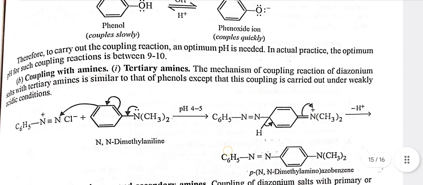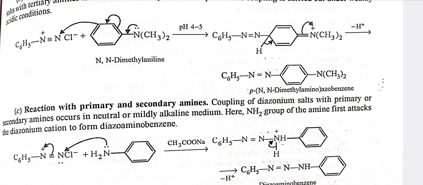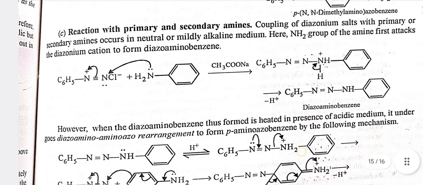Coupling with amines. Tertiary amines. The mechanism of coupling reaction of diazonium salt with tertiary amines is similar to that of phenols, except that this coupling is carried out under weakly acidic conditions. Reaction with primary and secondary amines. Coupling of diazonium salts with primary or secondary amines occurs in neutral or mildly alkaline medium. Here, the NH2 group of the amine first attacks the diazonium cation to form diazoaminobenzene.